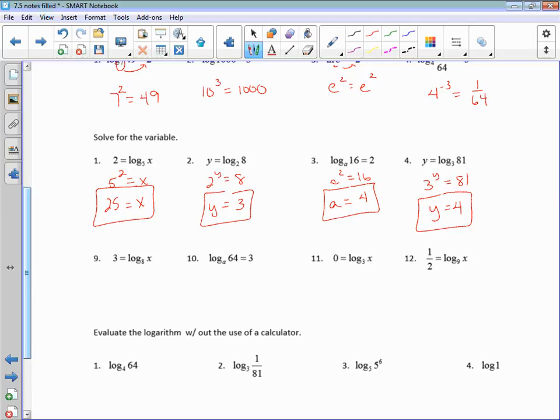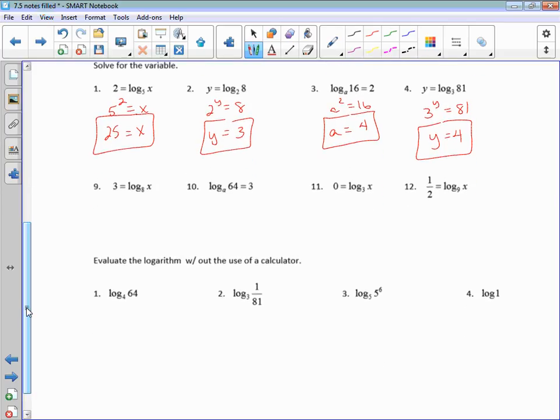No, because you can't have a negative base for these logs. Alright. So number 9 there. I'm thinking 8 cubed equals x. So you can either leave it as 8 cubed, or if you really want to tell me what 8 cubed is. Is it possible? Yeah, 64 times 8.